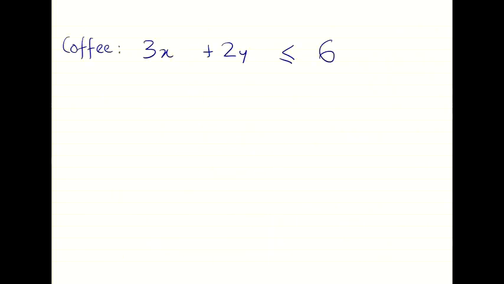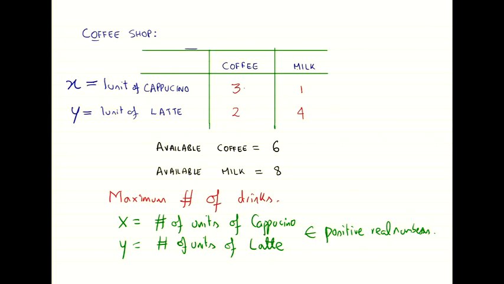So you get a constraint that 3x plus 2y is less than or equal to 6. That's a constraint on x and y. Similarly, x plus 4y is less than or equal to 8, because you only have 8 units of milk, so you can't make more than that. And what do you want to maximize? You want to maximize the number of drinks that you make, which is just x plus y.